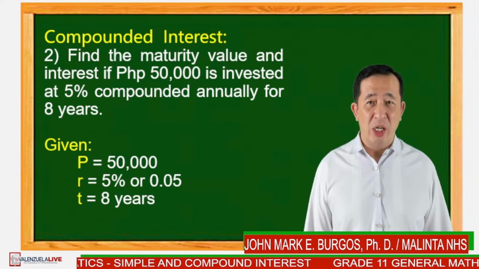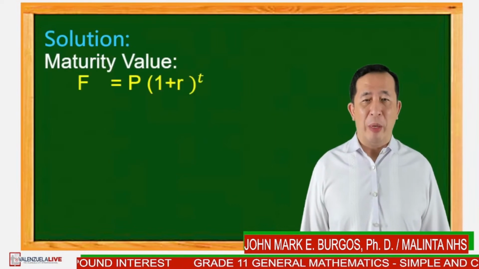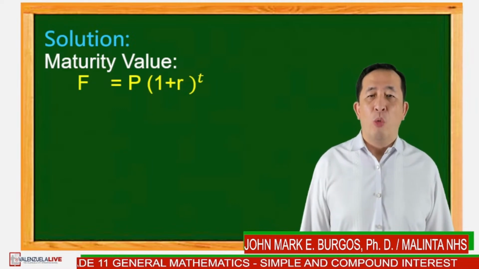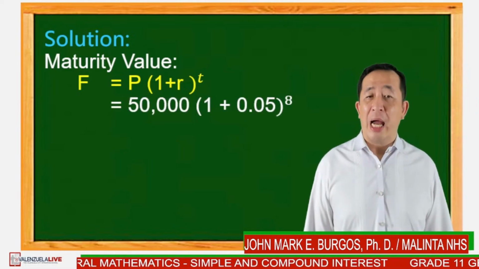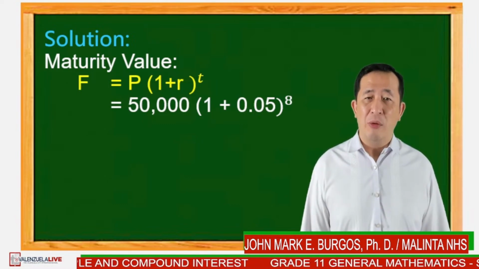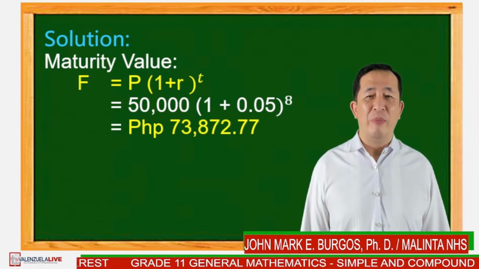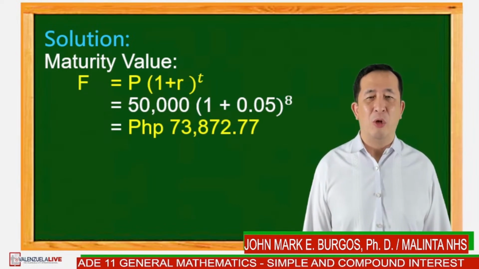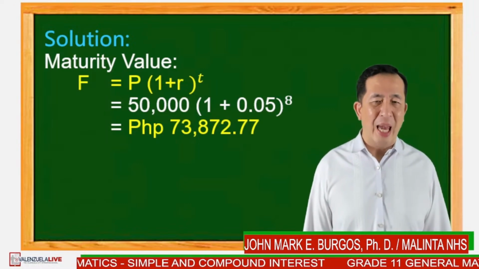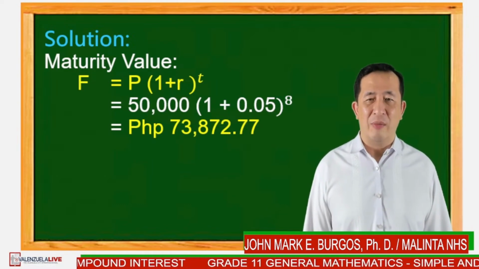which is 8 years. To compute for the maturity value, we have F is equal to P times (1 plus R) raised to the power of T, where P is 50,000 times (1 plus R, which is 0.05) raised to the power of 8, and 8 is the time. Therefore, the maturity value will be 73,872 pesos and 77 centavos. Therefore, the maturity value after 8 years will be 73,872 pesos and 77 centavos.